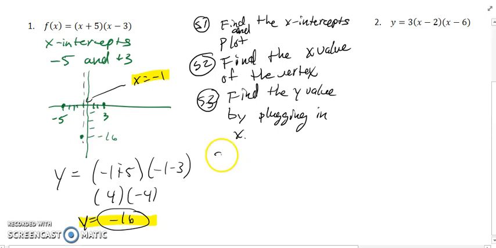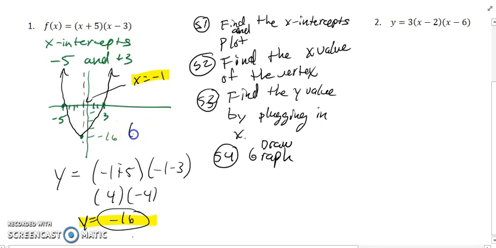So then step 4, we're going to graph or draw the graph. So we have this here and that there. And there we go. That's our graph. And again, we have the point -1, -16. And that is the vertex right there. And we found it by finding the middle line.